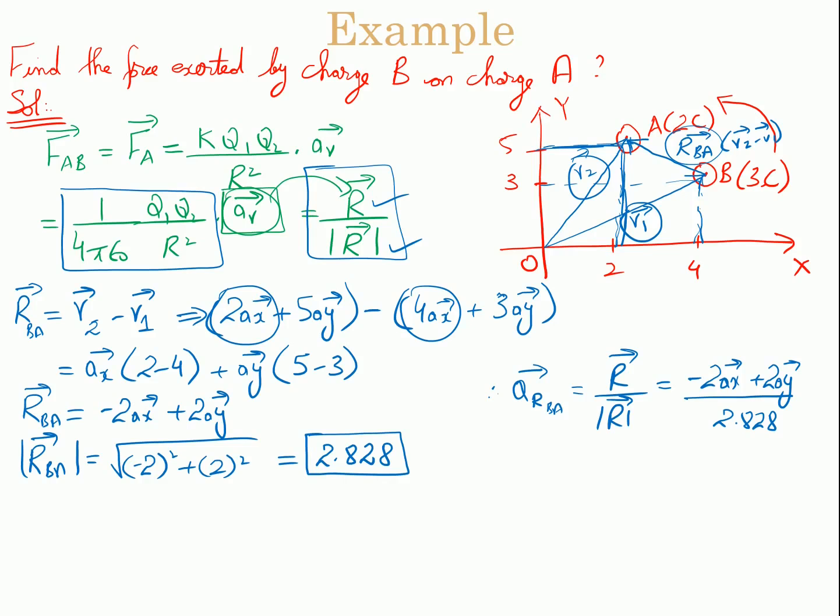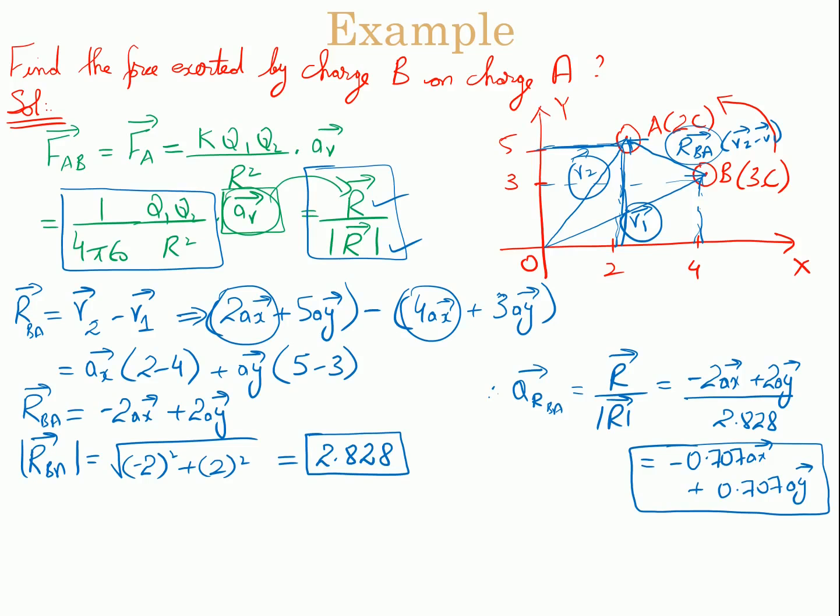And now if we want, we can simplify this as well. So this is minus 0.707 a of x plus 0.707 a of y. So this is even the simplification of this unit vector.